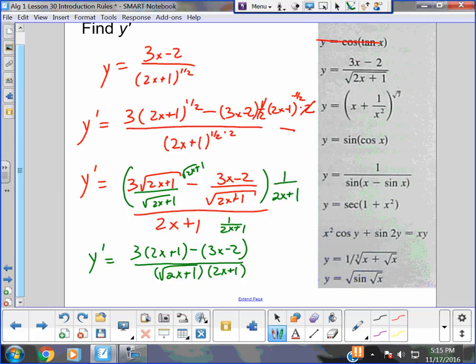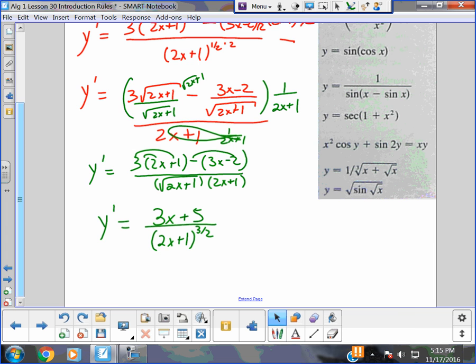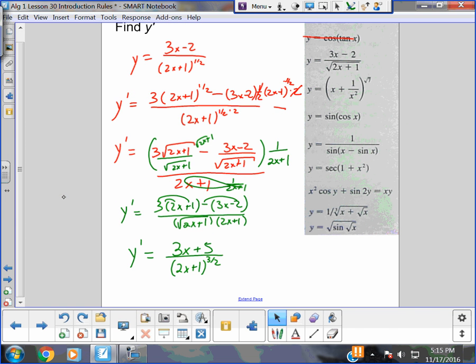All right, that'll cancel this bottom, and then that'll bring in the bottom. Now it allows me to write this. 6x minus 3x, I get 3x. 3 plus 2 is plus 5. And the bottom is 2x plus 1 to the 3 halves. Because this is a half power, this is a 1 power. 1 plus a half is 3 halves. And that is y prime for the second problem.